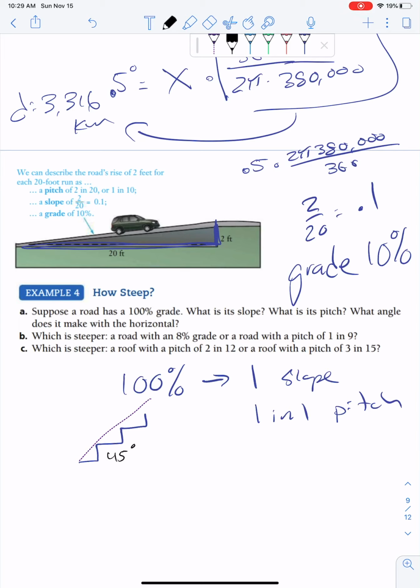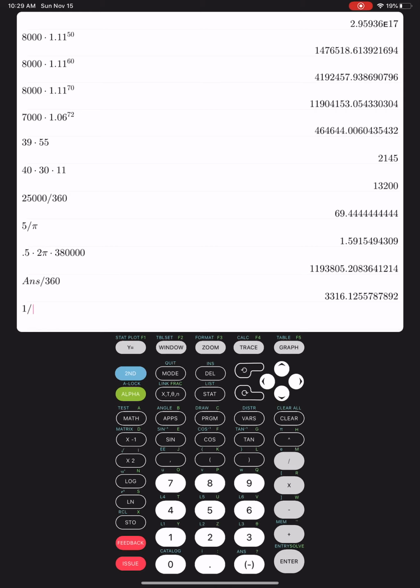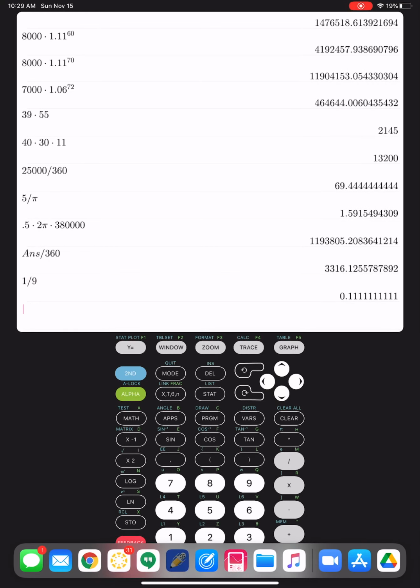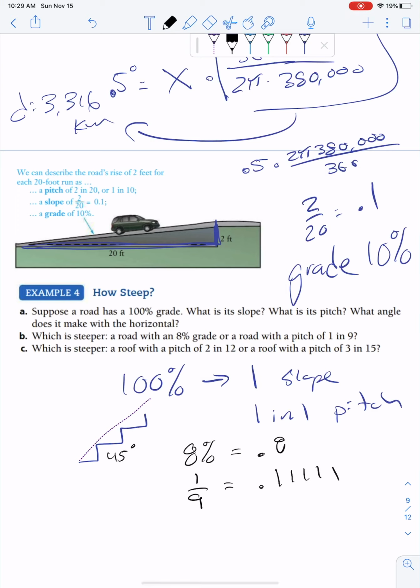Which is steeper, a road with an 8% grade or a road with a pitch of 1 in 9? Okay, well, 8% is 0.8. 1 in 9 is 1 divided by 9. So we're going to say 1 divided by 9, 0.111111. So which is steeper? Which one of those numbers is bigger? The 0.111111. So the 1 in 9 is a steeper road than the 0.8. Which is steeper? A roof with, oh no, 0.8, it's 0.08. Bad math, Mr. Reed.